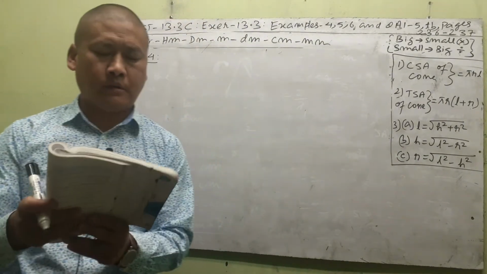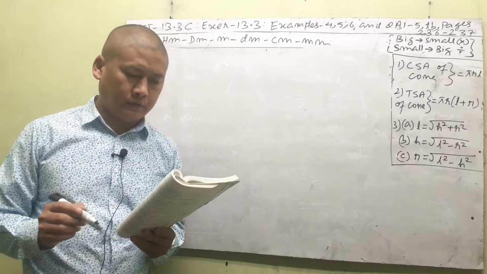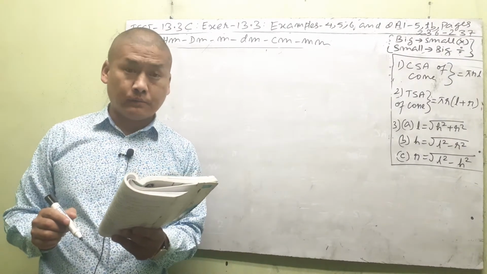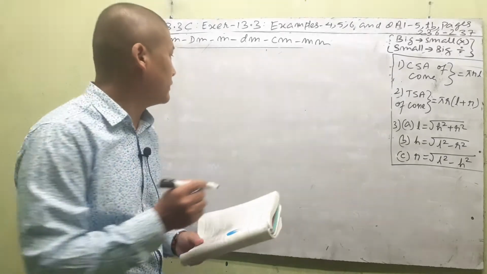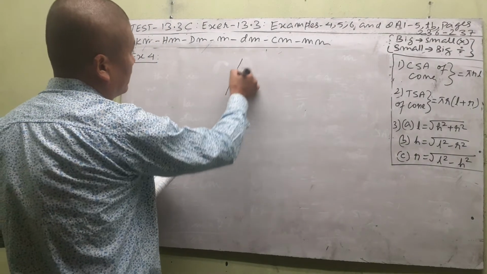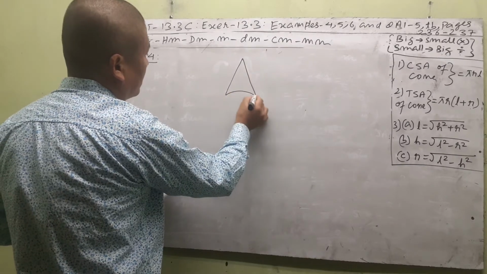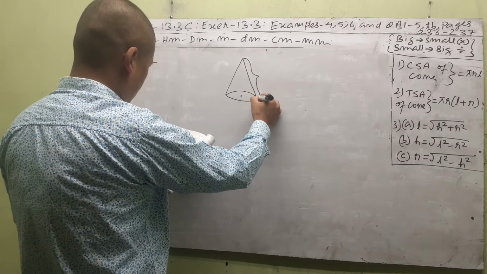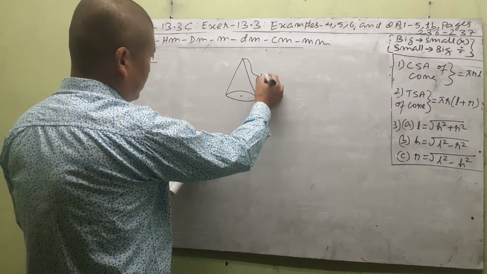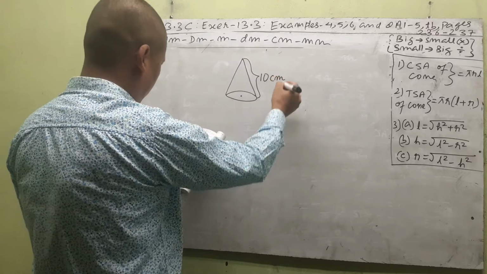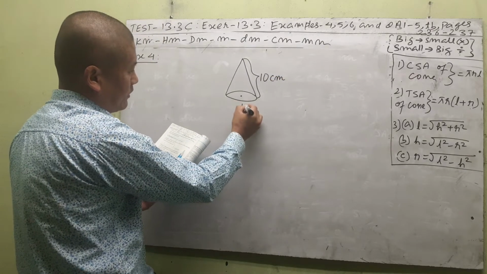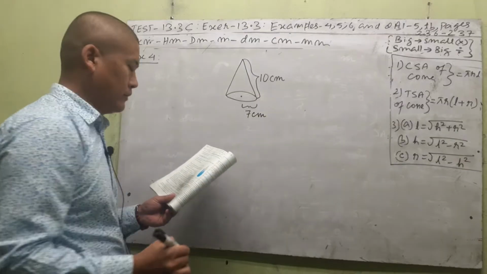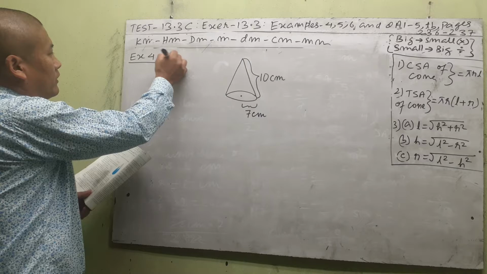Just look there. Find the curved surface area of a right circular cone whose slant height is 10 centimeter and base radius is 7 centimeter. There's a cone here, okay. So very clearly the slant height is given as 10 centimeter and the base radius means the distance from here to here, 7 centimeter.